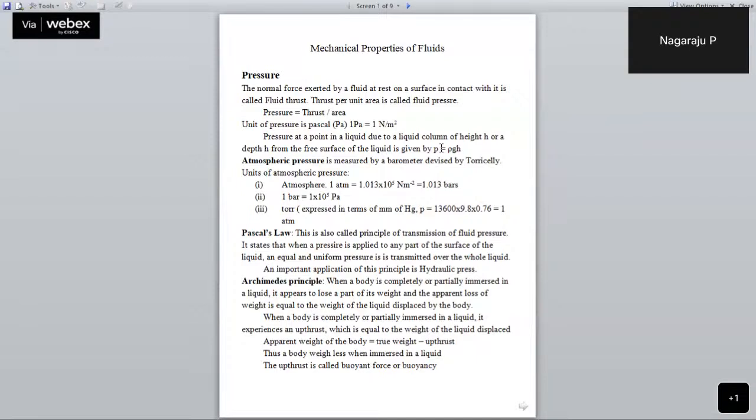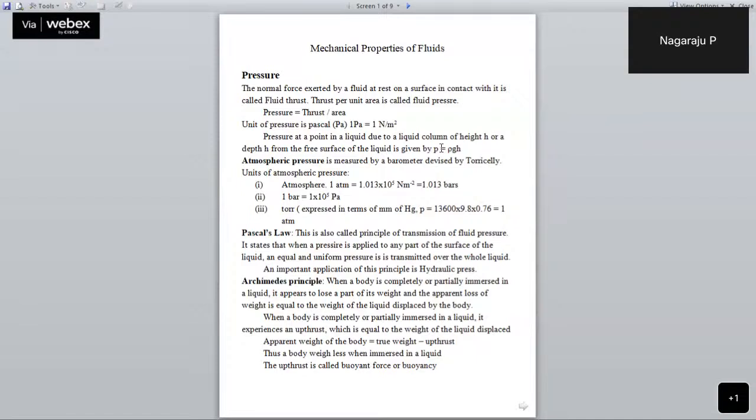And this atmospheric pressure was actually established by Torricelli. And therefore, in the name of Torricelli, we also use the unit called torr, which is expressed in terms of millimeter of mercury. Here I have given 1 atmospheric pressure, 1 atm, equals 1.013 into 10 raised to 5 Newton per meter square, or we can write it as 1.013 bars. And 1 bar is of the order of 10 raised to 5 Pascal.